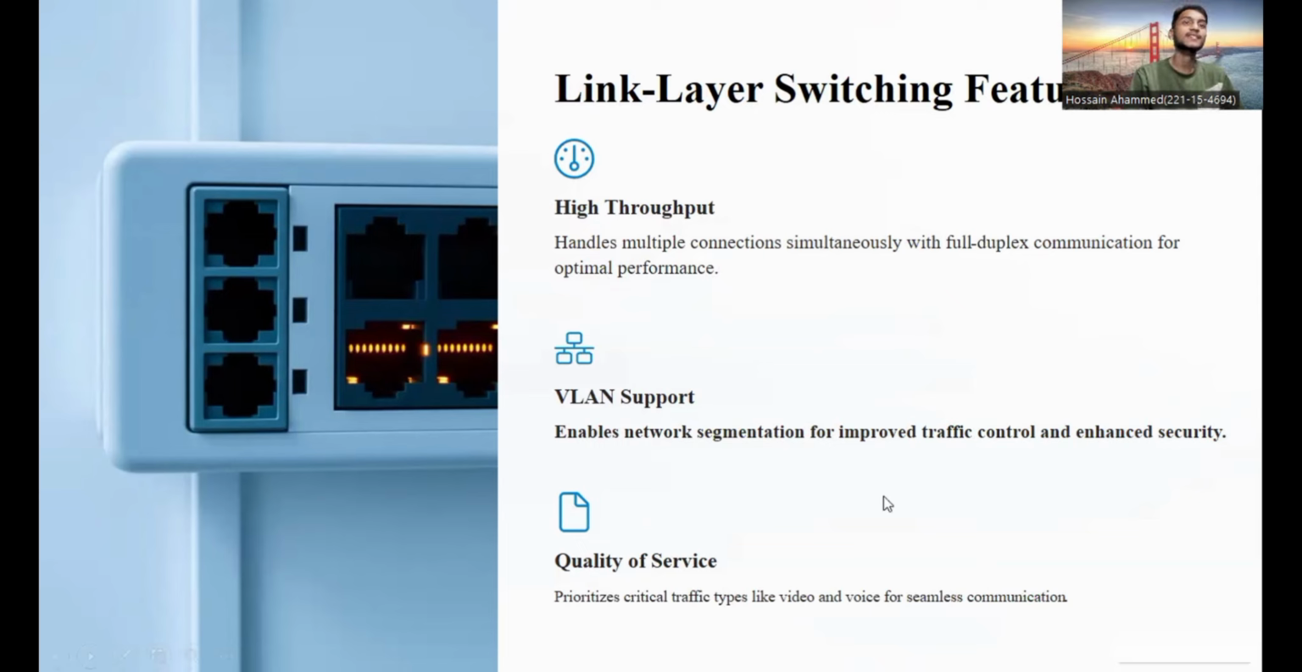The second one is VLAN support. VLAN support basically enables network segmentation for improved traffic control and enhances security. Quality of service prioritizes the critical traffic type like video and voice for seamless communications.